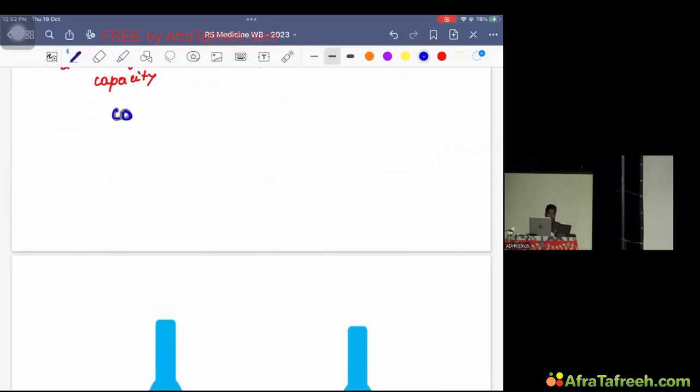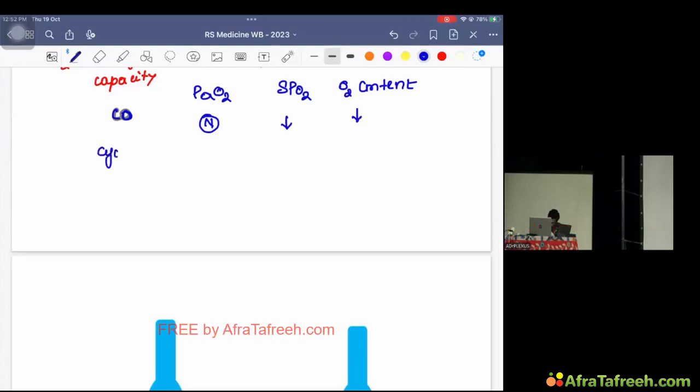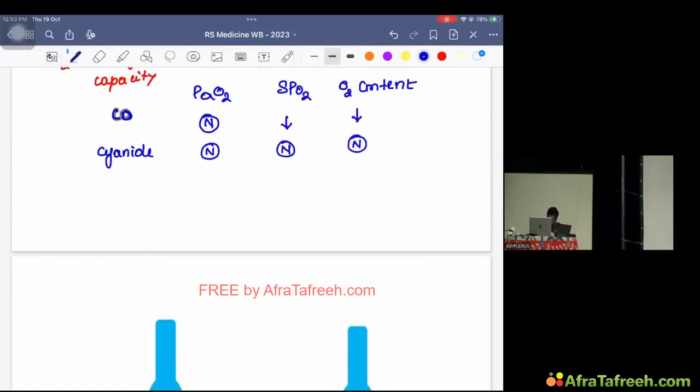In carbon monoxide poisoning, what will happen to the PaO2, SpO2, and oxygen content? The PaO2 will be normal, saturation will decrease, and oxygen content will decrease. Even though the partial pressure of oxygen is normal, the dissolved oxygen content in the blood will decrease. Whereas in cyanide poisoning, everything will be normal.